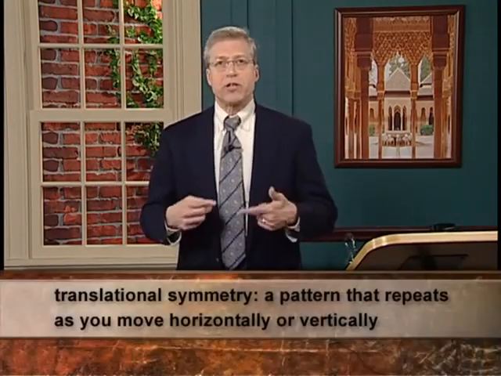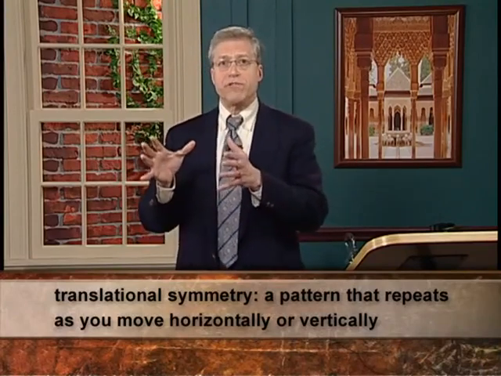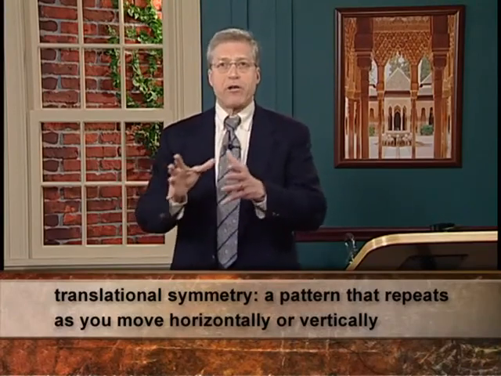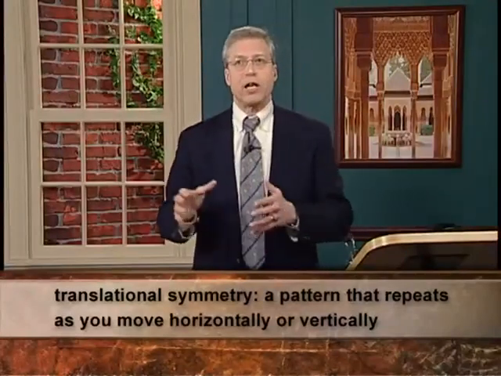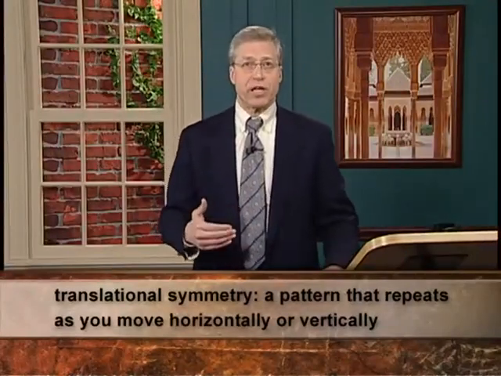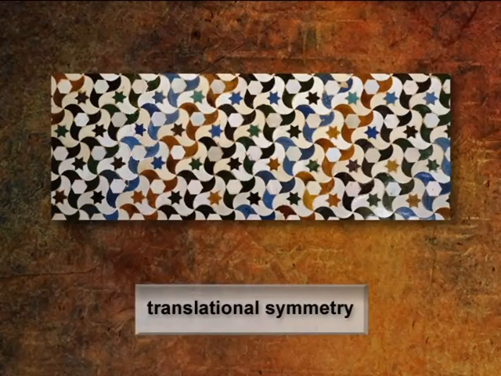There's another kind of transformational symmetry that is present throughout the palace, and that is translational symmetry. The idea is that you've got a pattern and that pattern repeats as you move horizontally, or it repeats as you move vertically. Such a pattern is often referred to as a wallpaper pattern. The first of the illustrations of the kinds of tiling patterns at Alhambra is shown in this particular picture that shows this translational symmetry.